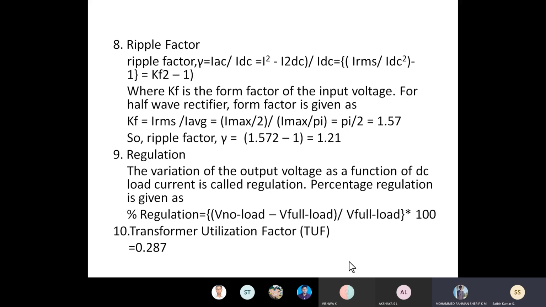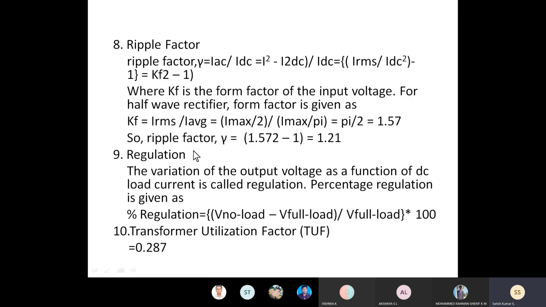Okay, so we'll end with these two points, then we'll finish the half-wave rectifier. The 8th factor is the ripple factor, which is also one of the important factors. This will be calculated with the help of the form factor. The final value of the ripple factor is 1.21.